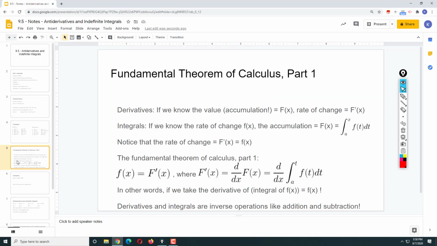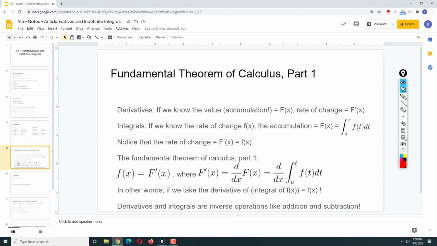So what have we learned so far in this course? Derivatives tell us that if we know our value, which is also the accumulation, let's call that big F of x, then the rate of change would be the derivative of big F of x, big F prime of x. From integrals, we know that if we know the rate of change, small f of x, the accumulation, which is big F of x, is just the integral of small f of t dt from a to x.